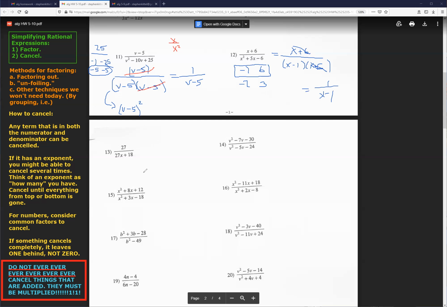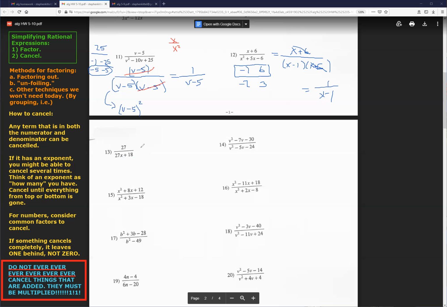13 is going to be easier because it's a factoring out sort of question instead. Do not cancel these 27s. No, no, no, bad. Do not ever, ever, ever do that. This 27 is added to stuff. Bad, bad. Shame on you for thinking that.